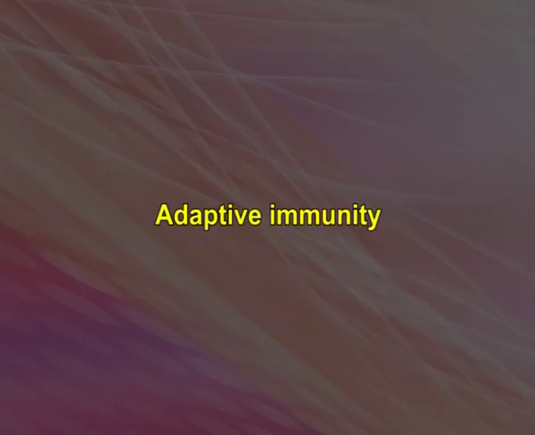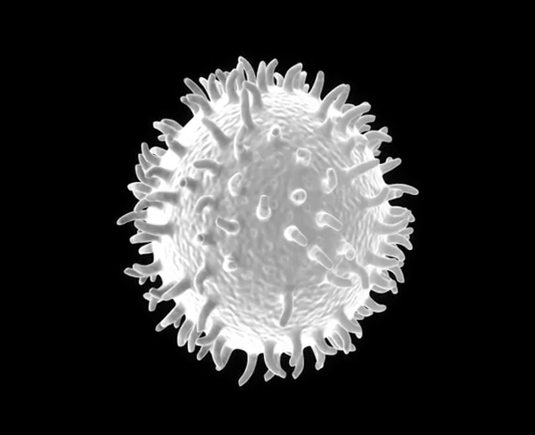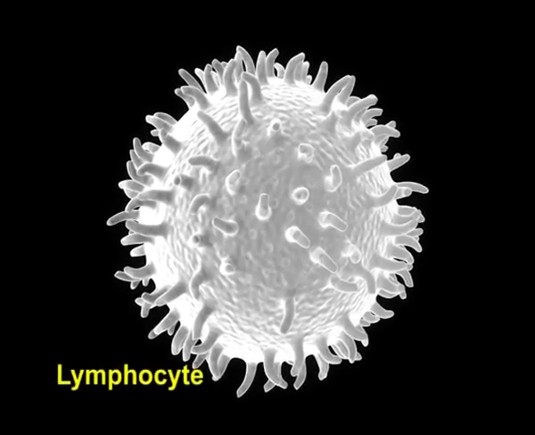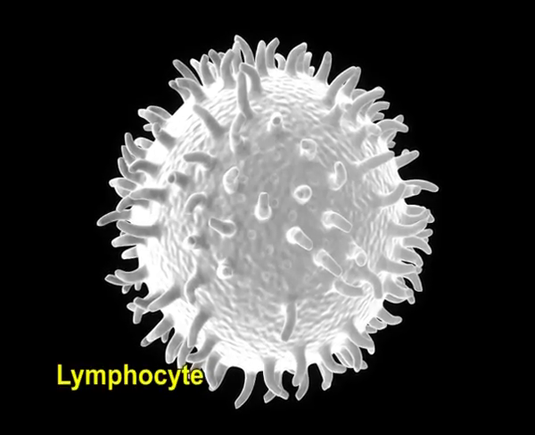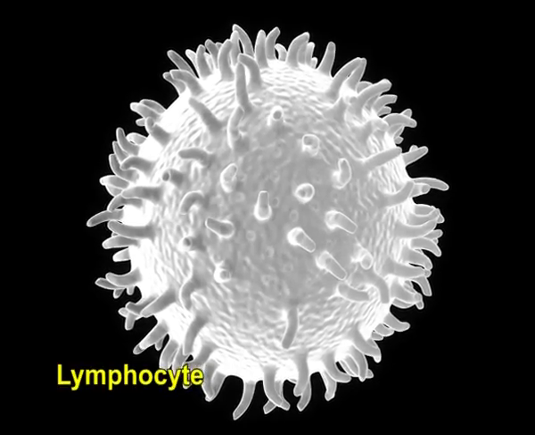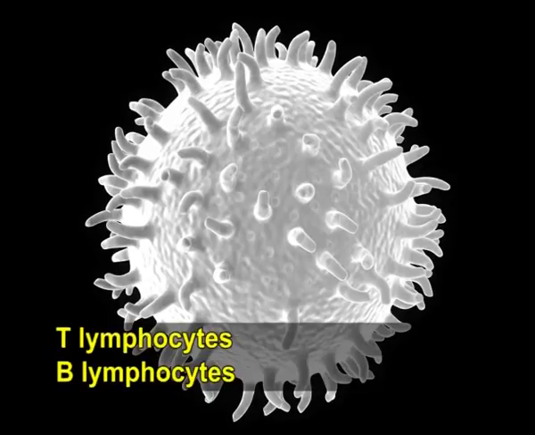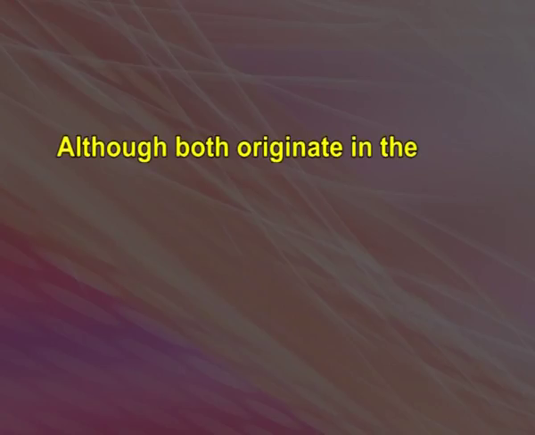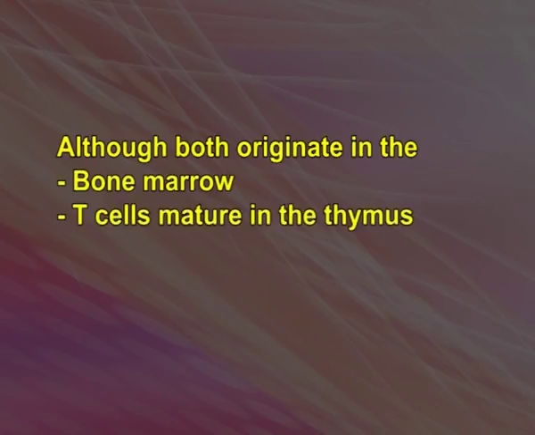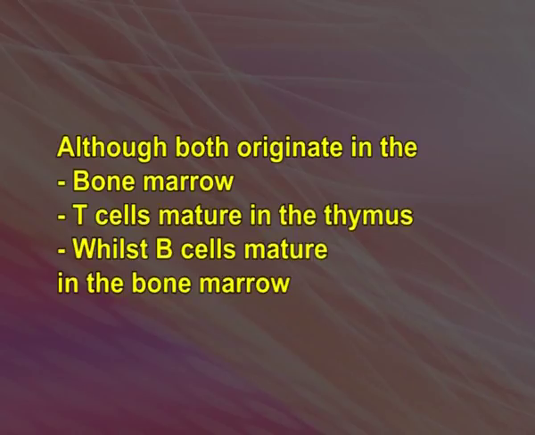The complement activation pathways are termed the classical pathway, the alternative pathway, and the mannose binding lectin pathway. Adaptive immunity. Key to the adaptive immune response is the lymphocyte. There are several subtypes, however, these fall under two broad designations, T lymphocytes and B lymphocytes, commonly known as T cells and B cells. Although both originate in the bone marrow, T cells mature in the thymus while B cells mature in the bone marrow.